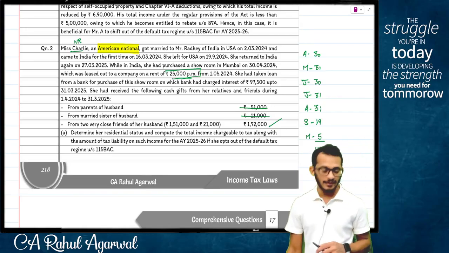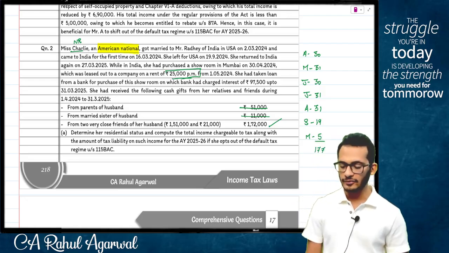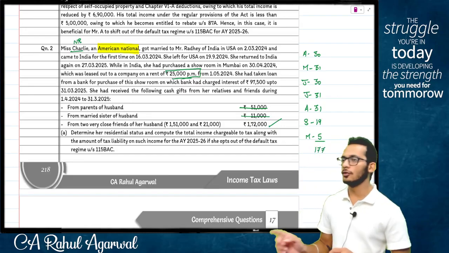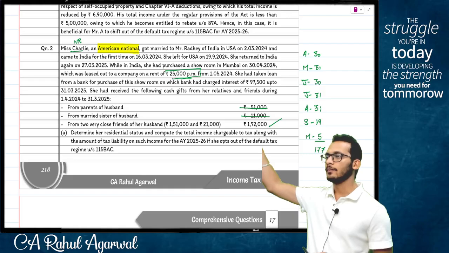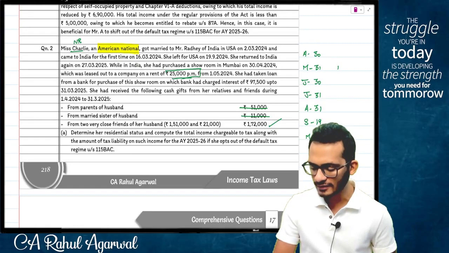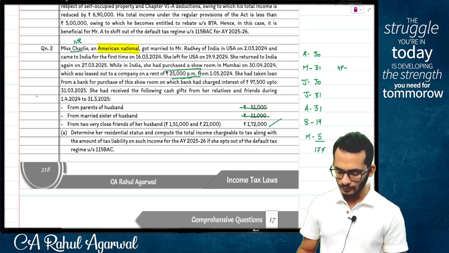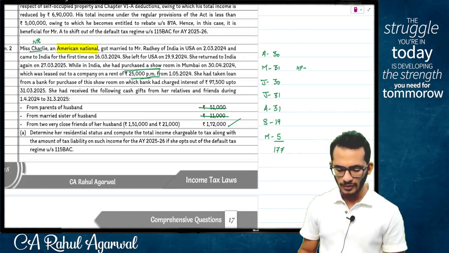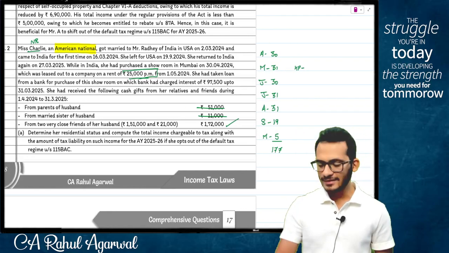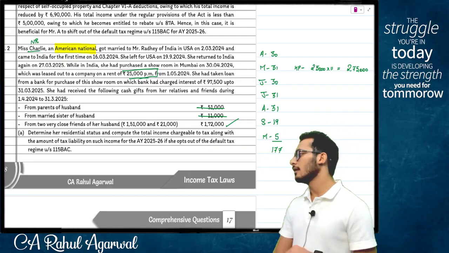Determine the residential status and compute the total income chargeable to tax along with the tax liability for such income if she opts out of the default tax regime. People, to do this, you need to first know the status, which I determined is NR. Second, I need to know what incomes are taxable. I have noticed my incomes are two. One is house property. How much? 25,000 into 11. Dates are important, people. Focus on the dates. It is showing 1st May. Therefore, 2,75,000.